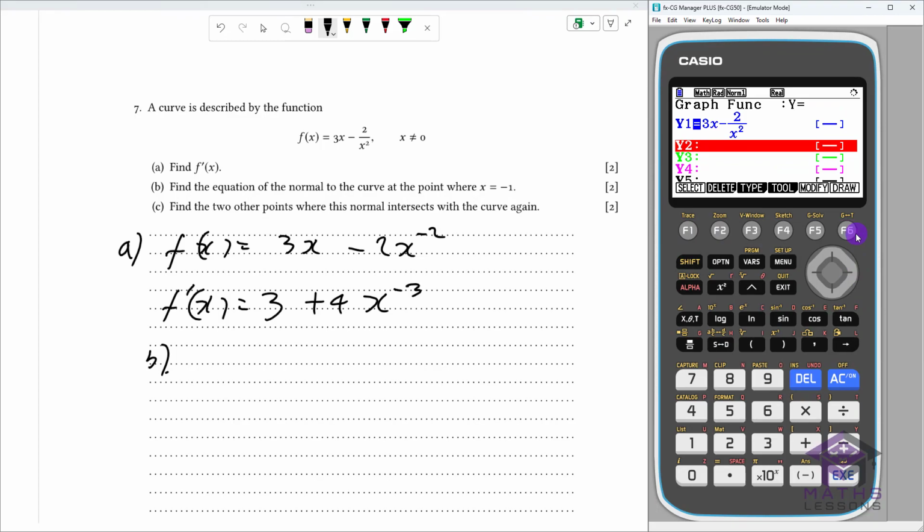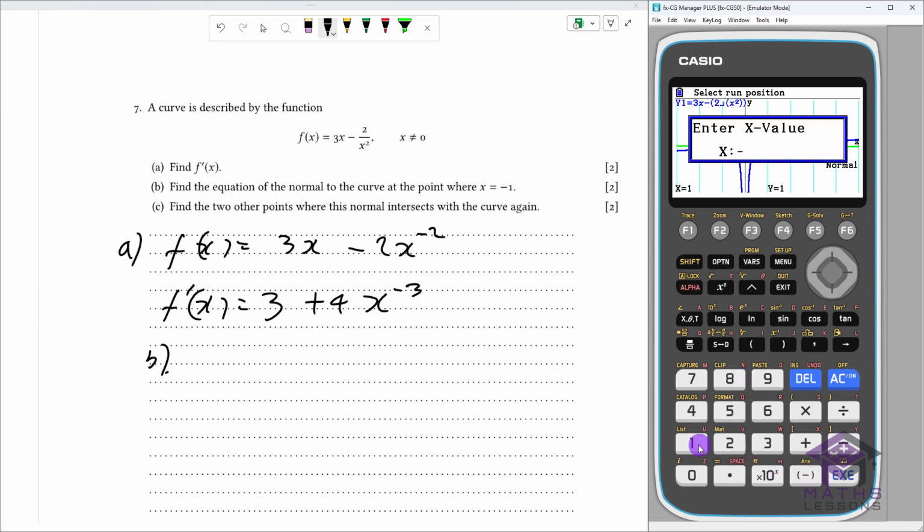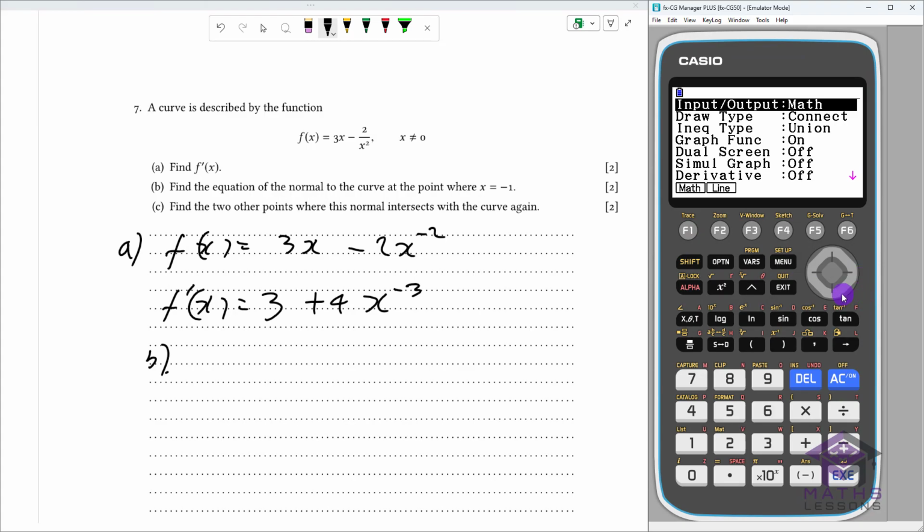We can draw it. And we want to find the equation of normal. So we're going to go to sketch, and we want the normal. And we want the normal when x is minus 1. And if you press execute again, it doesn't give you the equation. Now, if it doesn't give you the equation of normal, that's because I've got derivative in my setup on off. So I'm going to put it on and press execute.